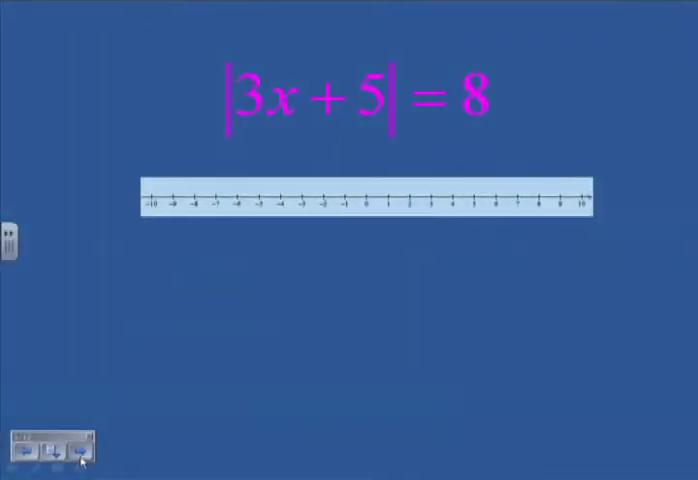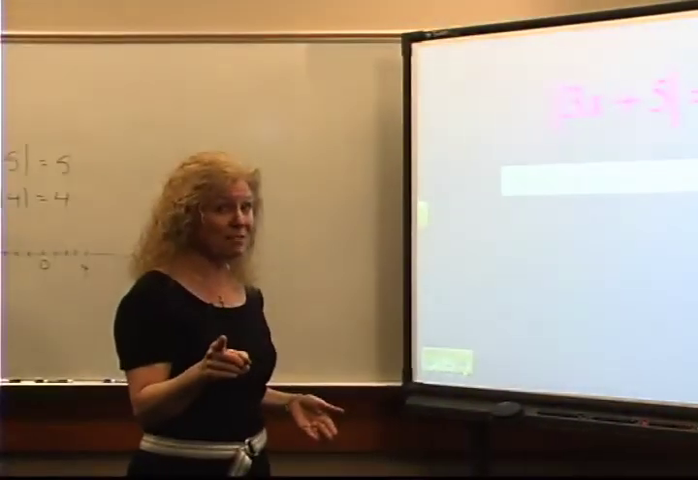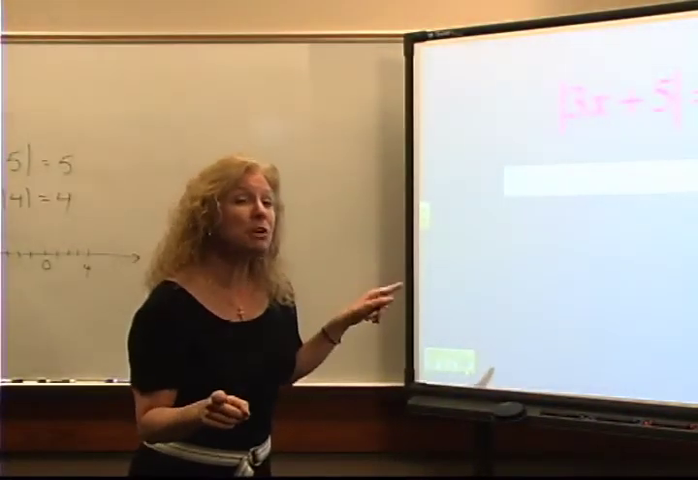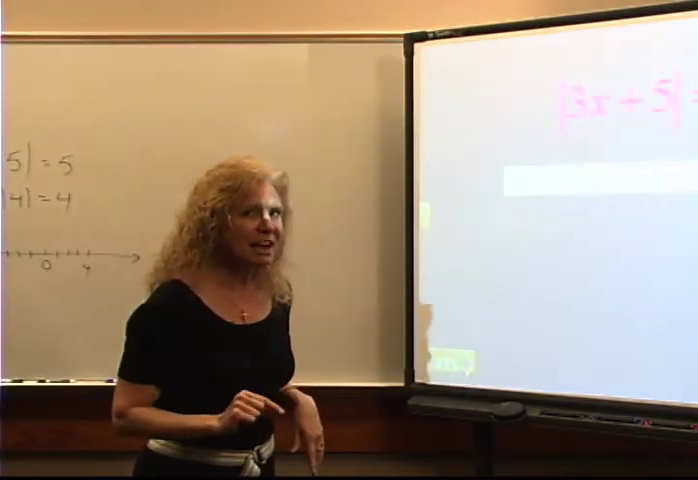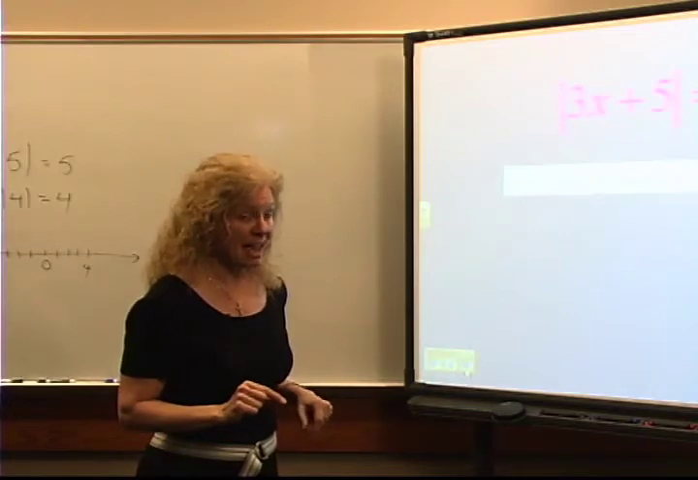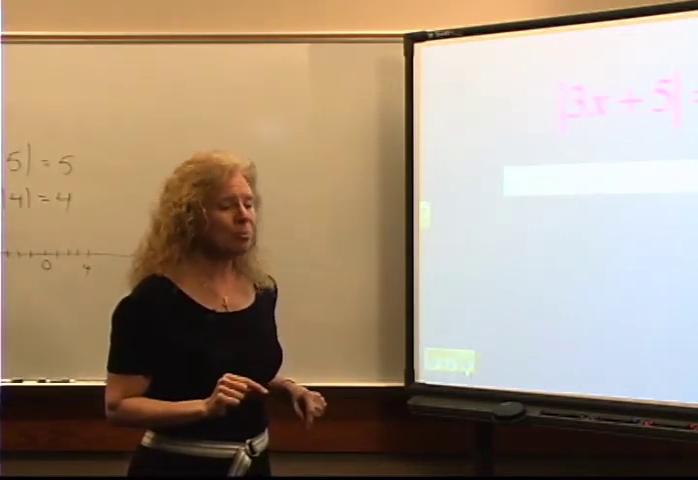Now, how do we use our number line in order to solve these as they get more complicated? So we've got absolute value of 3x plus 5 is equal to 8. Okay, now, I know you have experience with solving equations. You know I'm going to subtract that 5, and you know I'm going to divide that 3 off. I am, but not yet.